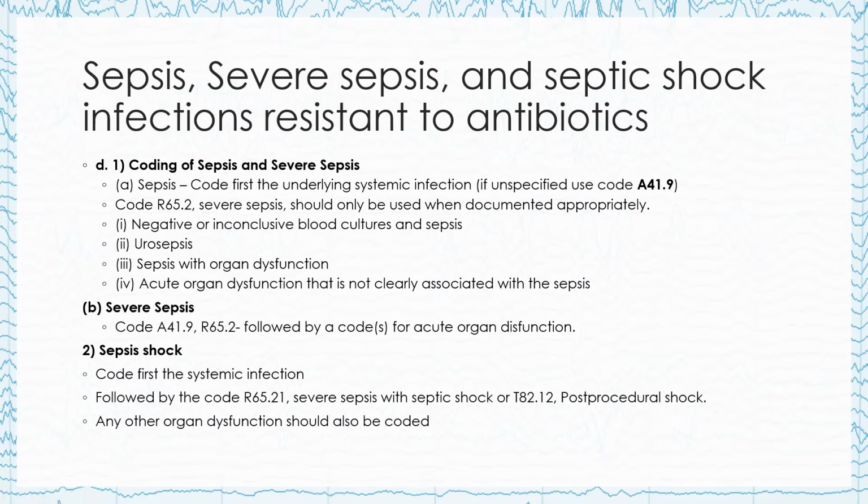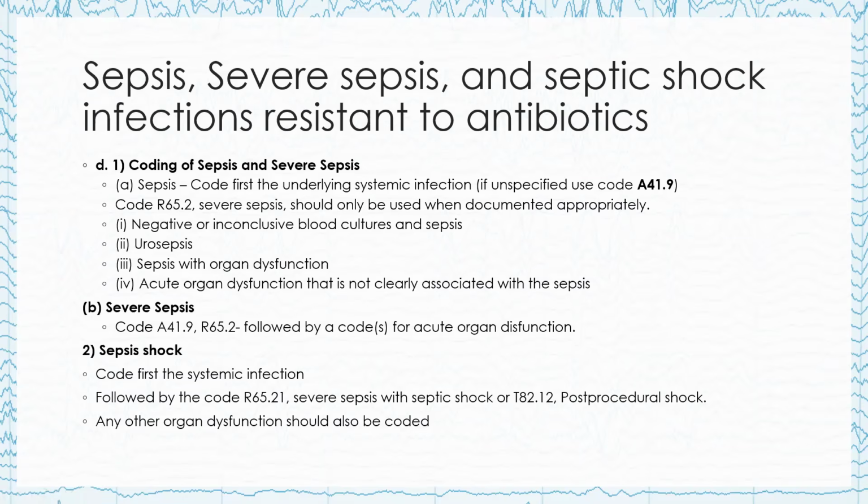With severe sepsis, we have two codes at a minimum. First, code the underlying systemic infection, followed by a code from subcategory R65.2. If the causal organism is not documented, assign A41.9, sepsis unspecified organism, for the infection. You can also code additional codes for the associated organ dysfunction as required.